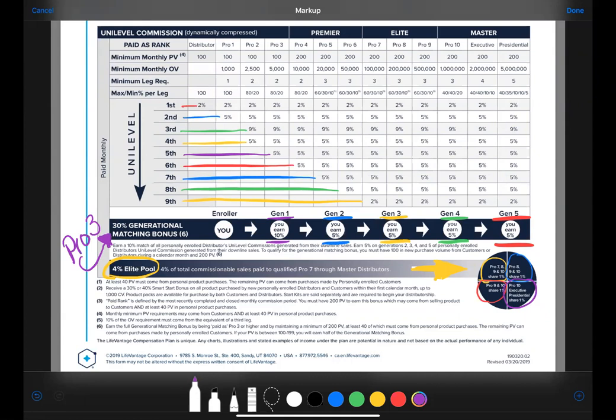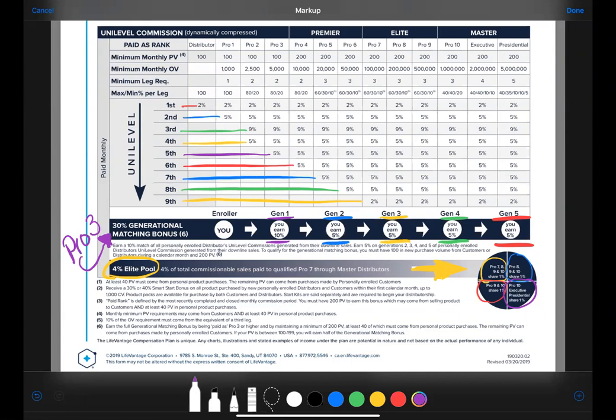So I've been able to rank up to an elite, which means if you go down to the bottom there, you'll see I've circled the elite pool yellow with the arrows. So once you hit an elite, you actually get a percentage of the entire company's sales. As a Pro 7, you get 1 share. As a Pro 8, you get 2 shares. Pro 9, you get 3 shares. And as a Pro 10, you get 4 shares. So it's a pretty good extra chunk of change. It kind of makes up for not getting paid so far down.